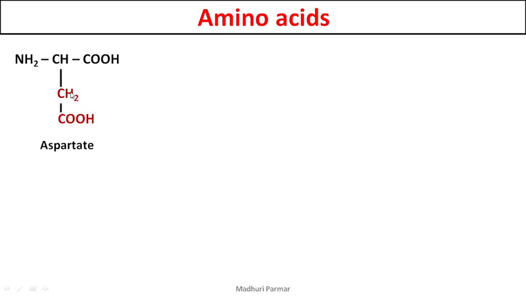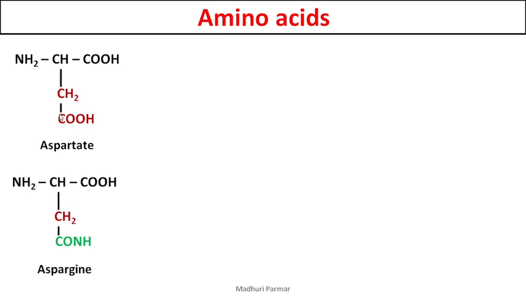Fine. So again, you start with alanine, you have CH3, replace that third hydrogen with a carboxylic acid group. So you have CH2COOH, and this is aspartate. As you can see, this is an acidic R group. So this amino acid will be acidic in nature.